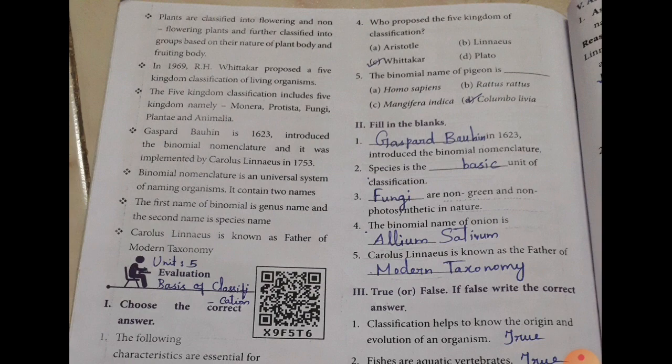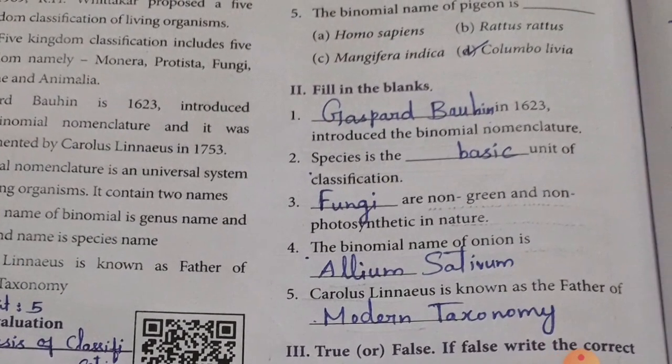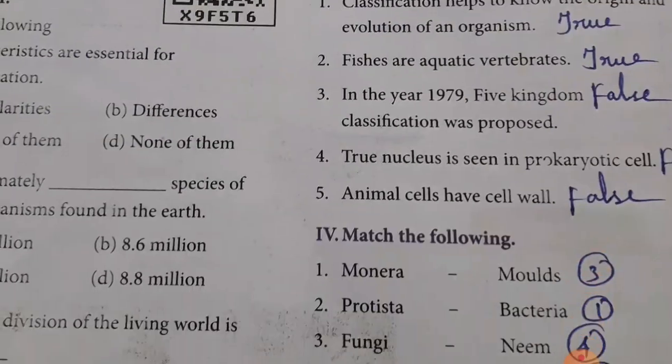Fill in the blanks. First one, Gaspard Bauhin in 1623 introduced the binomial nomenclature. Second one, species is the basic unit of classification. Third one, dash are non-green and non-photosynthetic in nature, fungi. Fourth one, the binomial name of onion is Allium cepa. Fifth one, Carolus Linnaeus is known as the father of modern taxonomy.